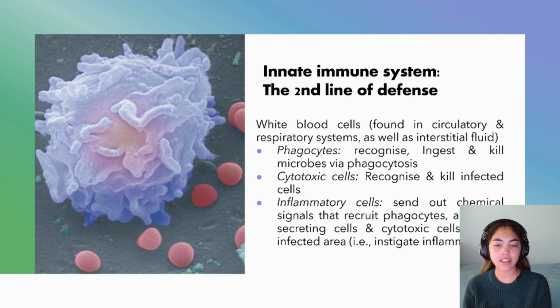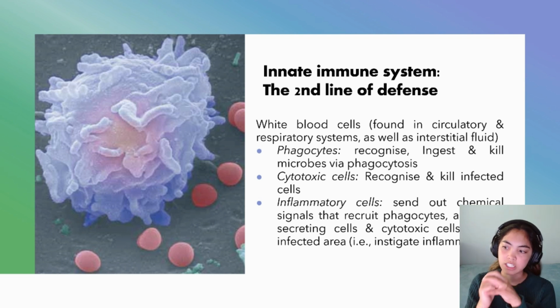So you'll find something called white blood cells, which are found in our circulatory and respiratory systems, as well as our interstitial fluid. So within them, we've got our different responses. So we've got some phagocytes. They recognize, ingest, and kill microbes via phagocytosis. Remember when we were talking about our self and non-self video, phagocytosis is kind of like the engulfing or consumption of foreign material.